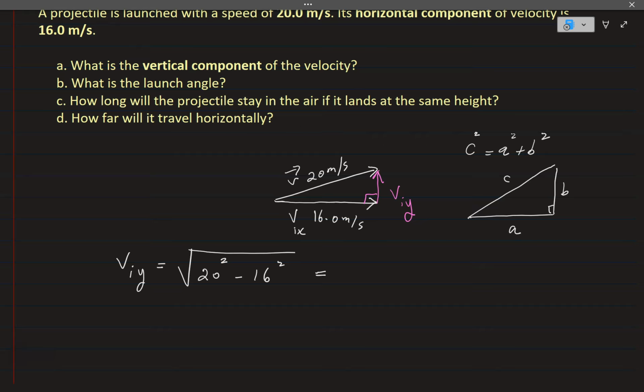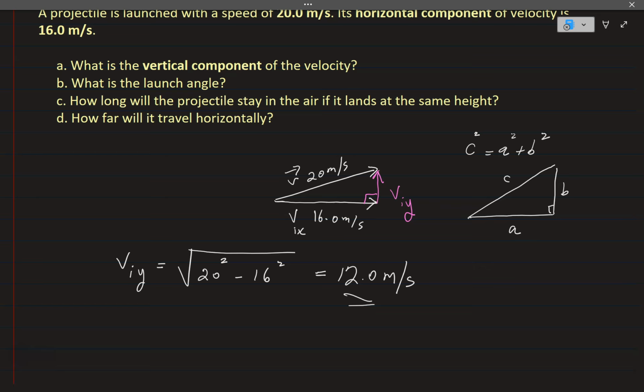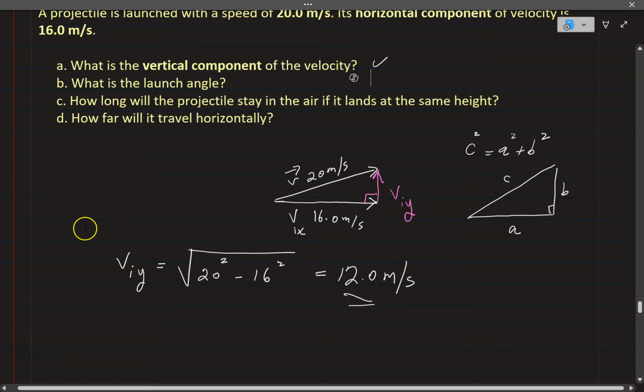Okay, let's go ahead and do the math on this, and we'll get 12.0 meters per second. That is the VIY, the initial vertical component. All right, so that's the first one. We just got part A done. Let's look at part B. What is the launch angle?